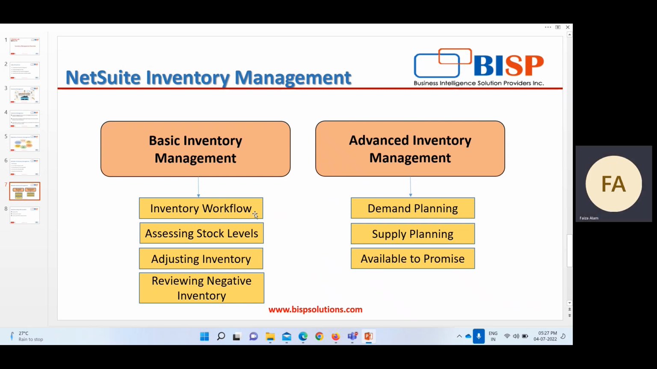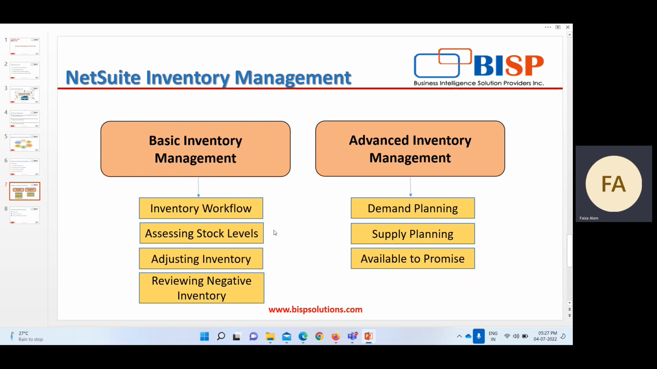Then we have adjusting inventory, like if certain adjustments are required, like if the inventory is less and we want to add some more units, the adjustment can be done that way. And in the NetSuite application, there are two ways for adjusting inventory. First, it can be done on serial or lot numbered items, and it can be done with the help of worksheets also.